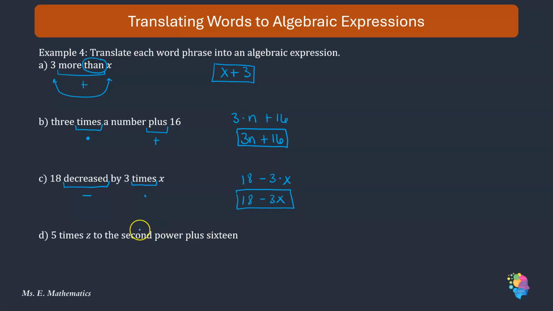One last example here. 5 times, that's the keyword, z to the second power. Ooh, we just did that on exponential form, plus 16. So let's write it from left to right slowly. So 5 times z. They want us to send z to the second power, so that's an exponent of 2, and then add 16. Remember, we don't have to keep the times. We can just write the number and the letter next to each other, and we know that that means multiplication.